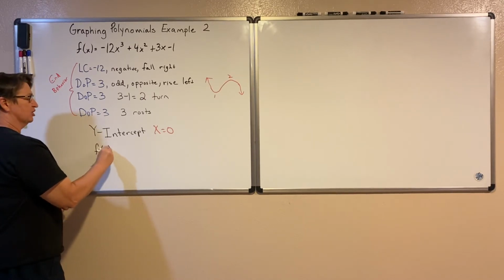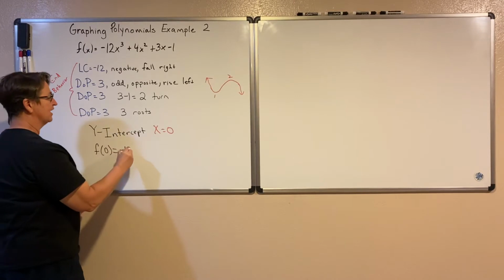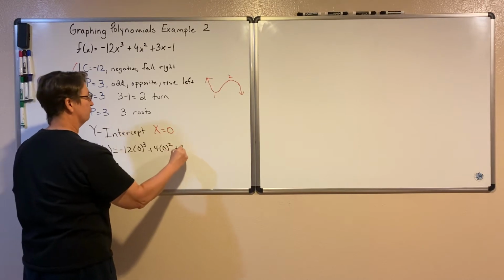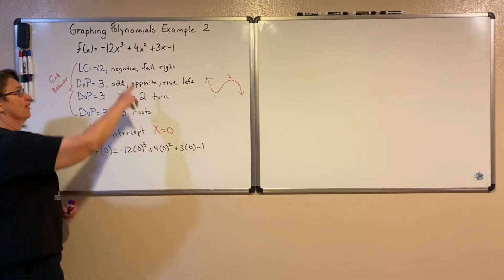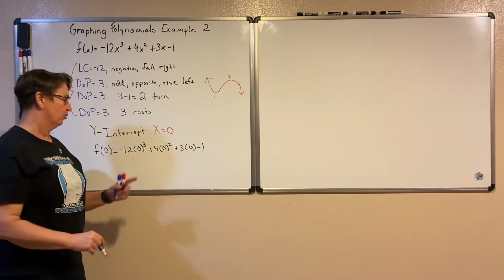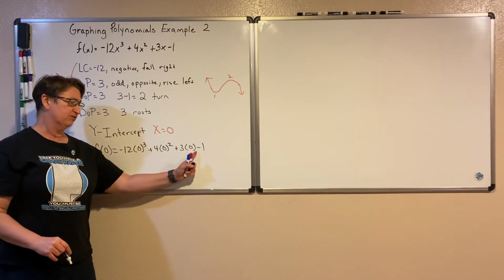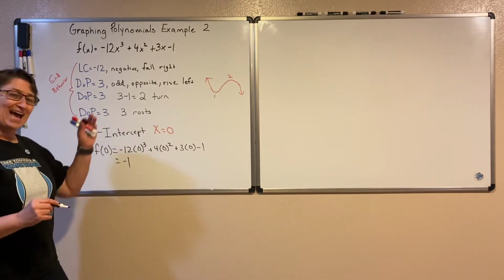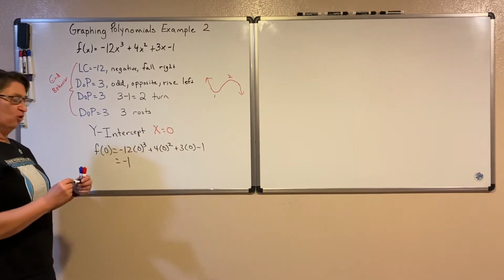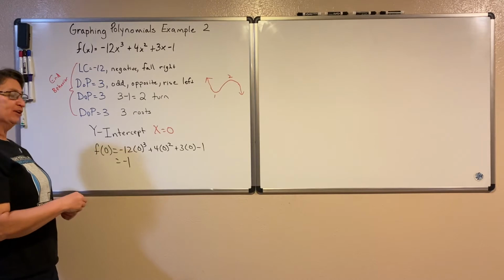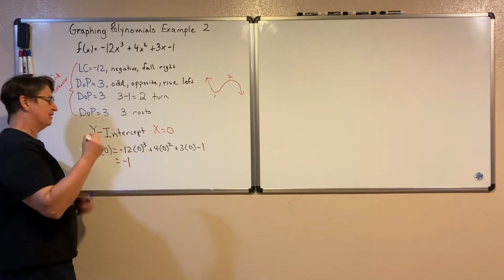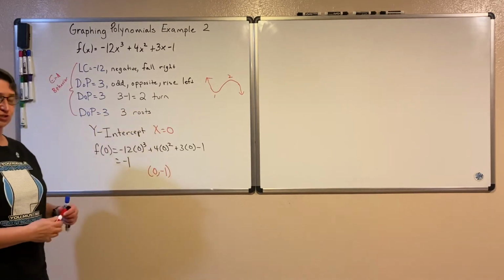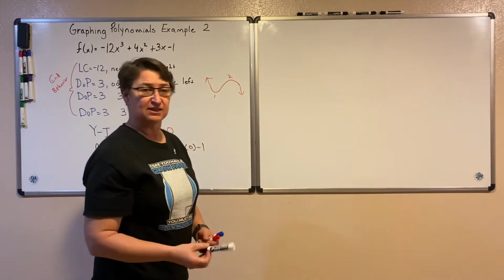So evaluate the function where x is 0, and I have -12 times 0 cubed plus 4 times 0 squared plus 3 times 0 minus 1. So everywhere I saw an x, I just substituted in a 0. This is 0, that's 0, this is 0, so it just leaves me with a -1. There is a point on my y-axis at (0, -1). I'm going to write that y-intercept as a point. This is a point on the graph. There's a point at (0, -1). That's my y-intercept. Next, I'm going to find the x-intercepts.